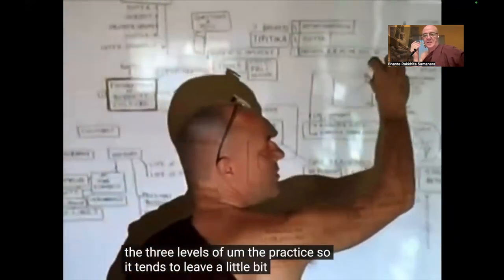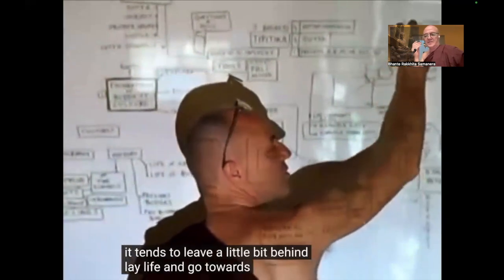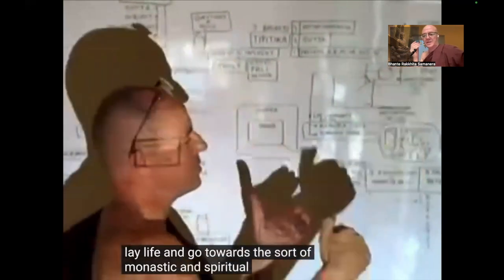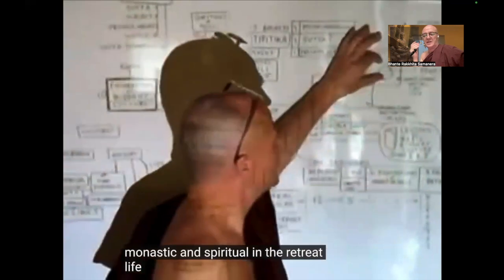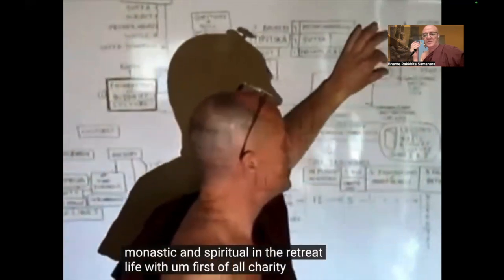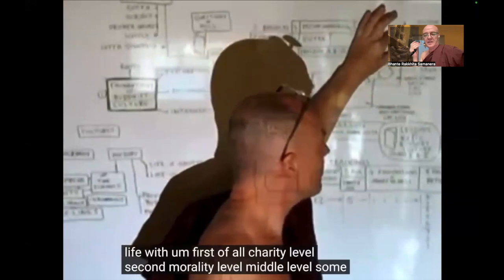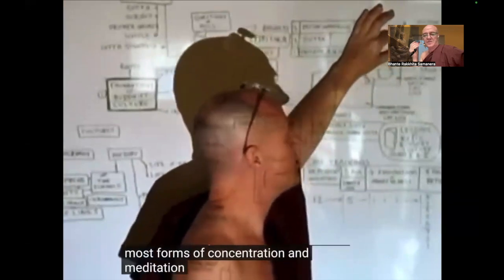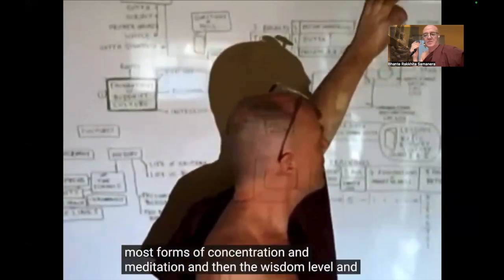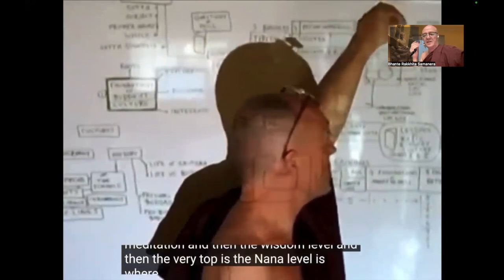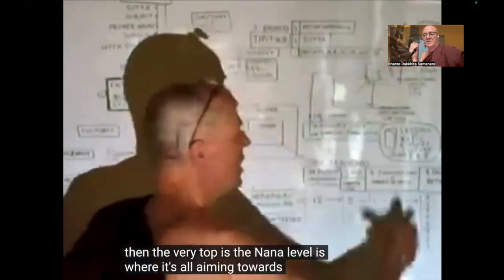It tends to leave lay life a little bit behind and go towards the monastic and spiritual, the retreat life, with first the charity level, second the morality level, the middle level with most forms of concentration and meditation, and then the wisdom level. Then the very top is the nibbana level, which is what it's all aiming towards.